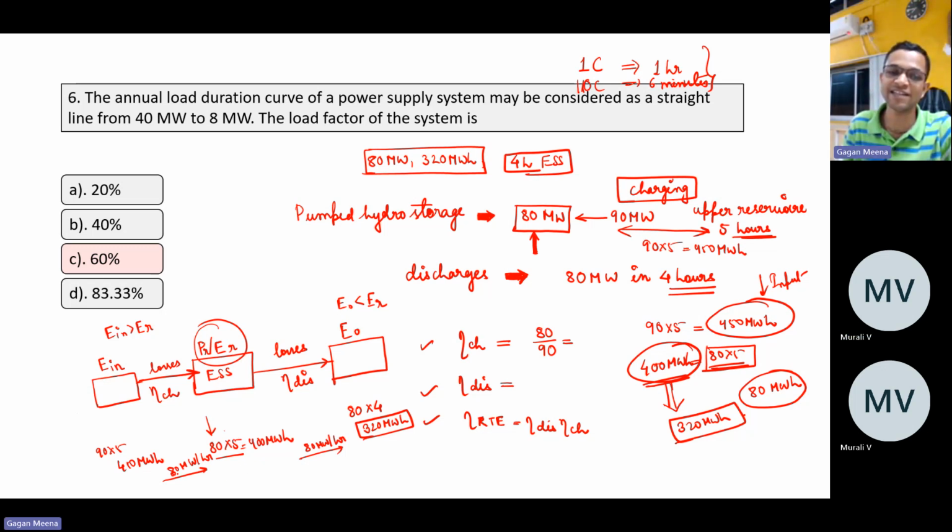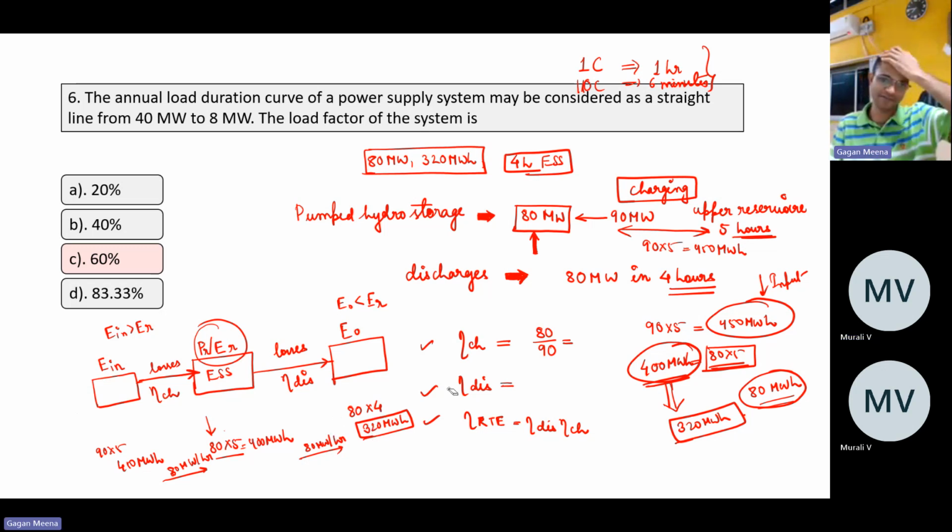And it is charging at 80 megawatt only. So there is a loss of 10 megawatt per hour. And if it discharges at the same rate, then there is a total loss of 80 megawatt hour, or 20 megawatt per hour. Is it clear now? Yes.